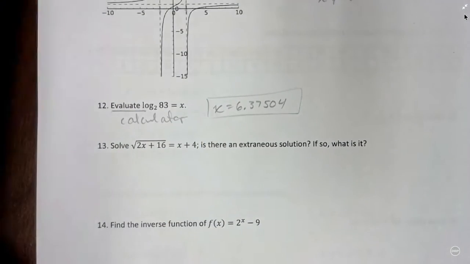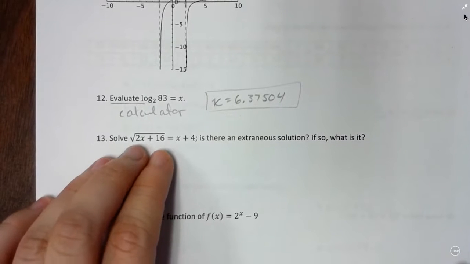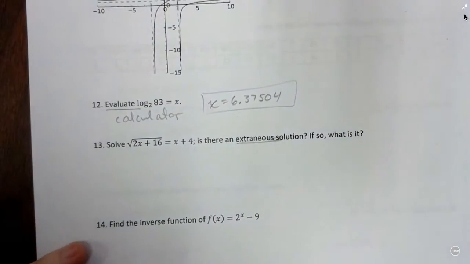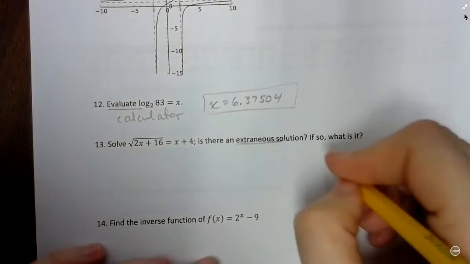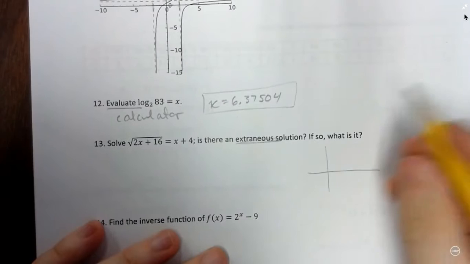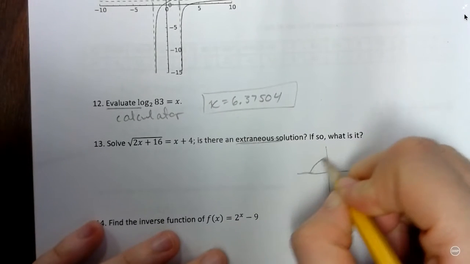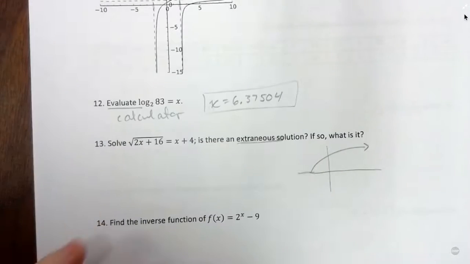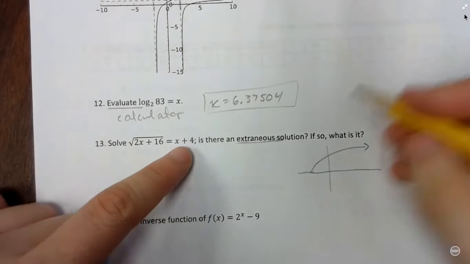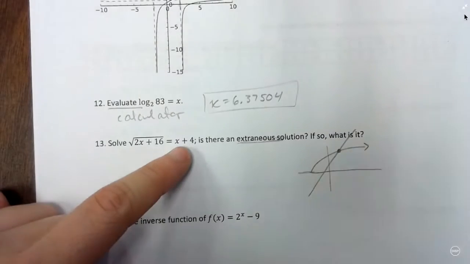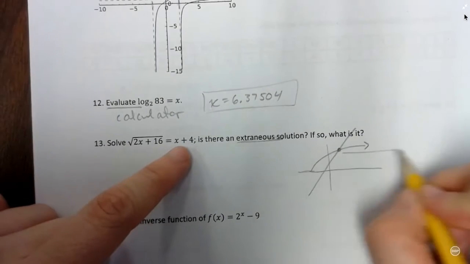Bam, done. 13. I want to solve this and see if there's an extraneous solution. If so, what is it? So remember when we did square root functions, they kind of look like this. This is going to be shifted to the left. So there's your square root function. And then I've got this linear function that kind of goes like that, roughly. And that's your actual solution right here.